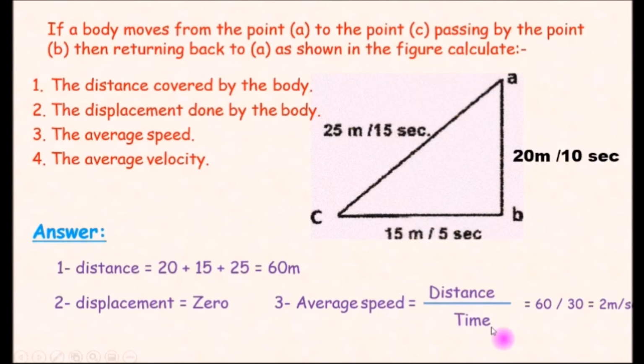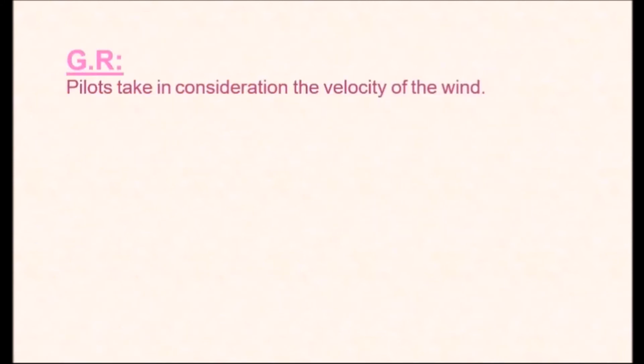Average speed equals distance divided by time, total distance divided by total time. Distance equals 60 and the time equals 15 plus 10 plus 5 equals 30. So it is 2 meters per second. The average velocity equals 0 because 0 divided by 30, which is the time, equals 0.